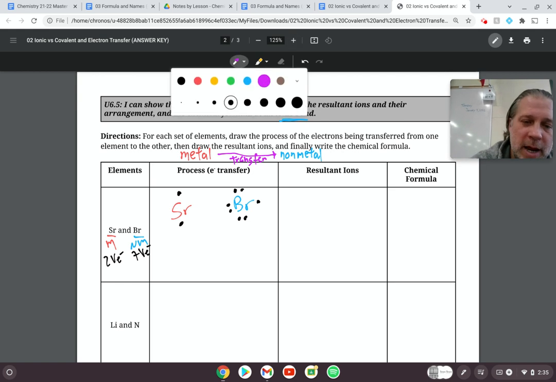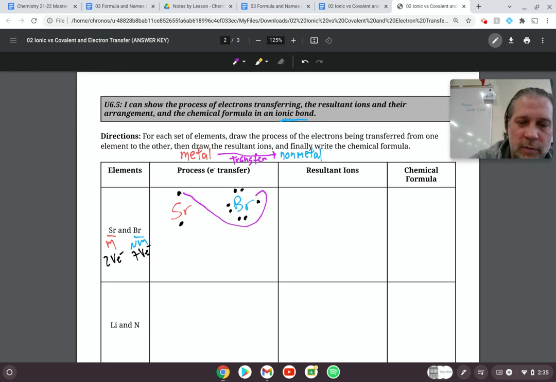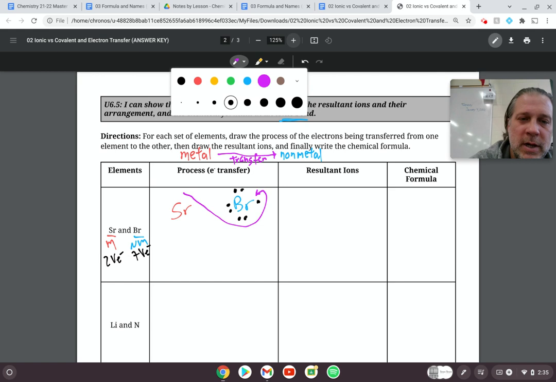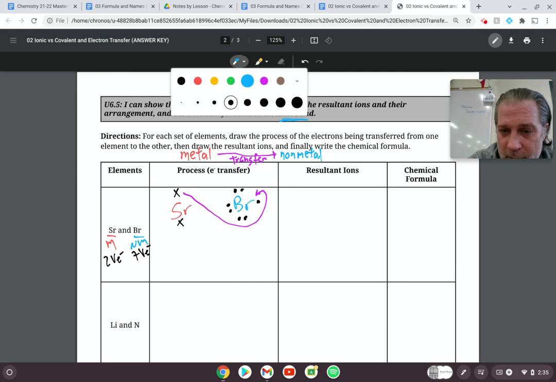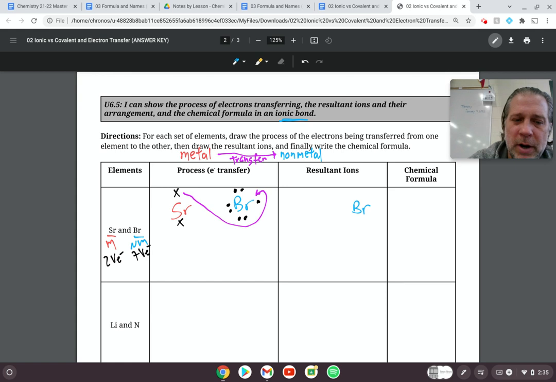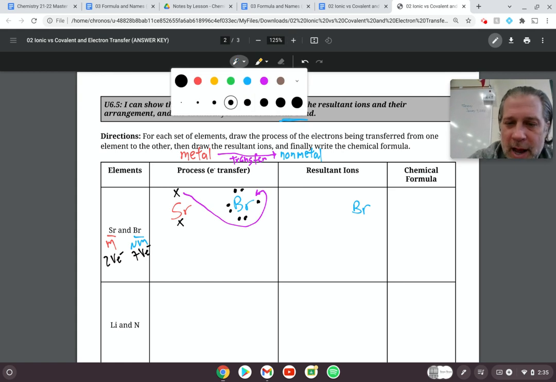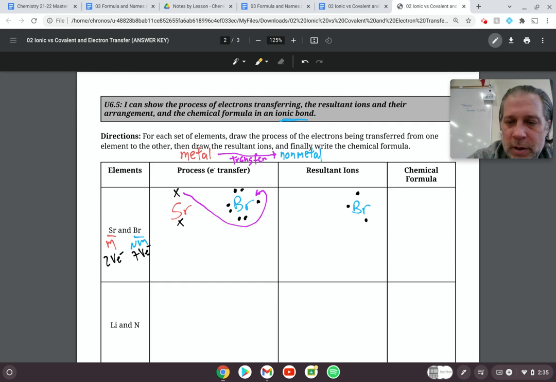So I'm going to show a transfer by having one of these electrons come over here. And actually, I'm going to erase this dot and this dot on the metal, and I'm going to make it an X. That's what I was doing in my classes, so that I can track where things are going. So now I've transferred 1 electron from strontium to this bromine, and I'm going to write the resultant ion over here. So I'm going to write bromine, and I'm going to write the electrons that it had: top, bottom, left, right, top, bottom, left, and then I'm going to add that X right there. So now bromine has the 8 valence electrons that it needs.